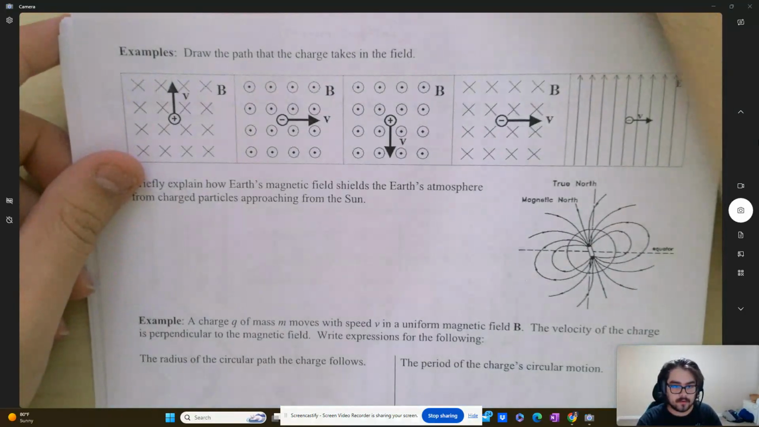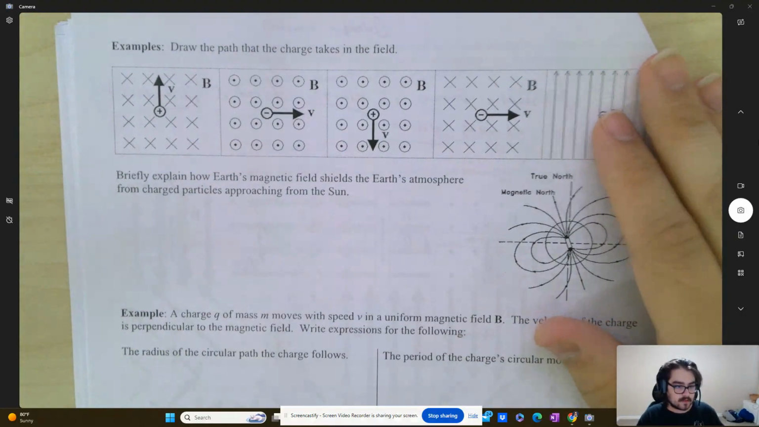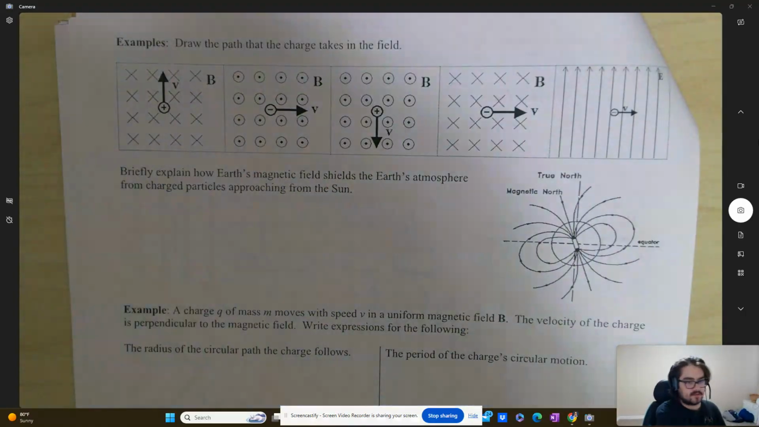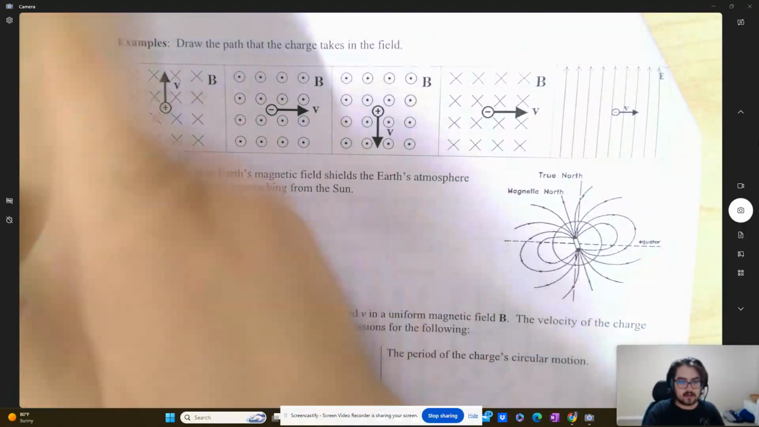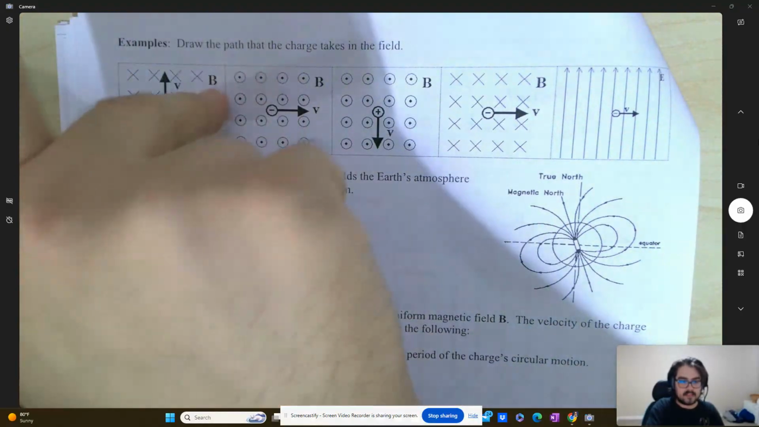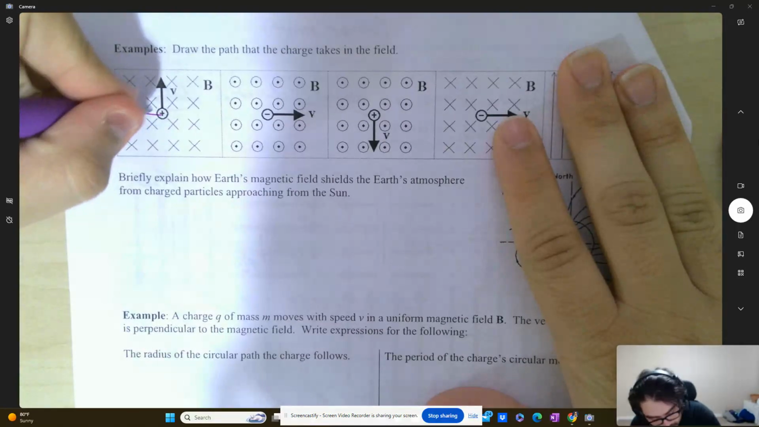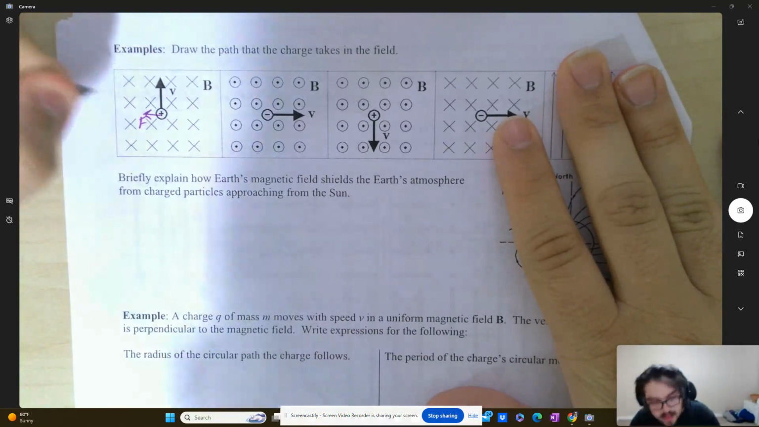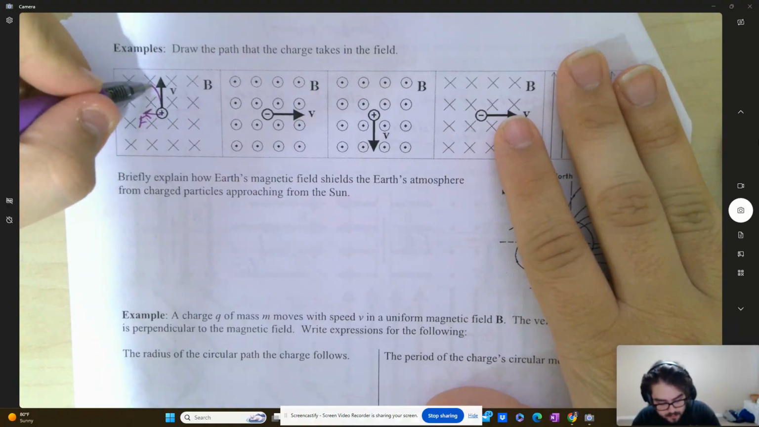Now, here's actually where I'm showing you the circular motion, the path that the charge takes in the field. Again, use your right hand rule or your left hand rule depending on if it's positive or negative. Here our velocity is going up, B field into the page, so you would notice that the force would go to the left. And what that means is it would take a circular motion that's going to look kind of something like this.